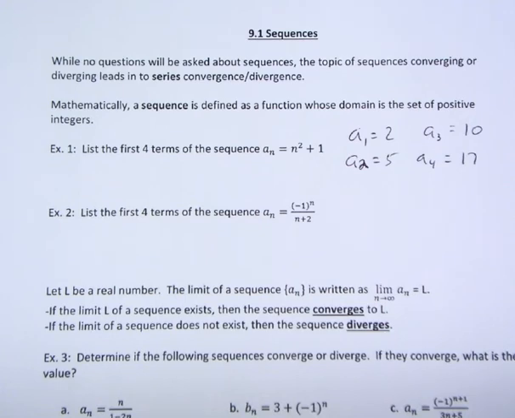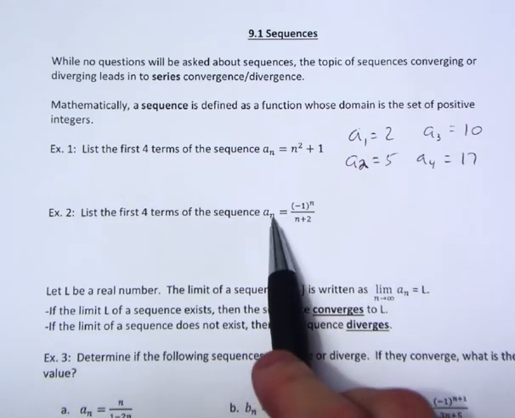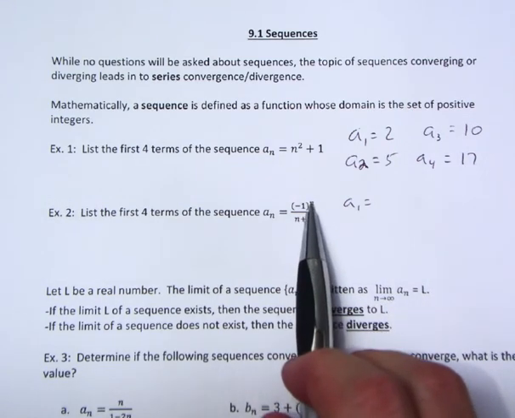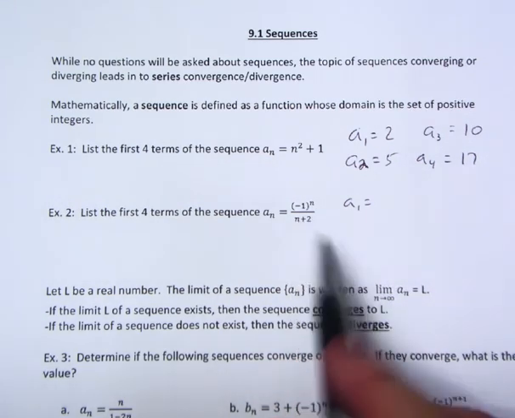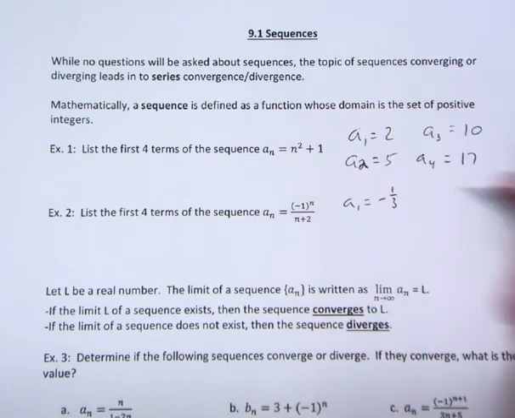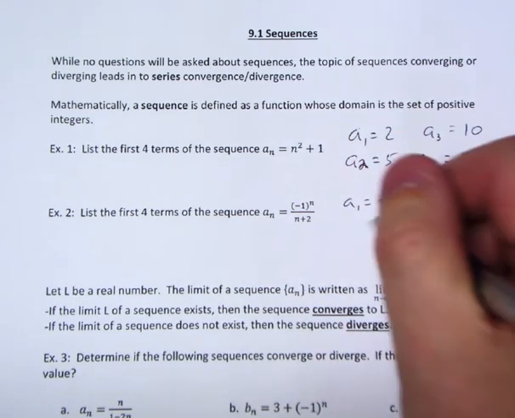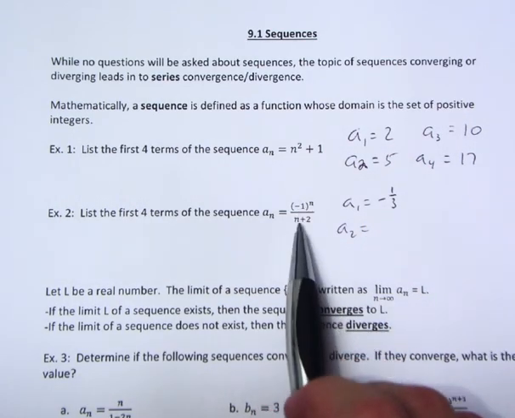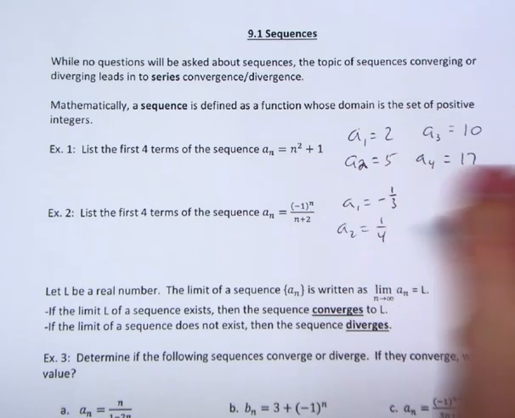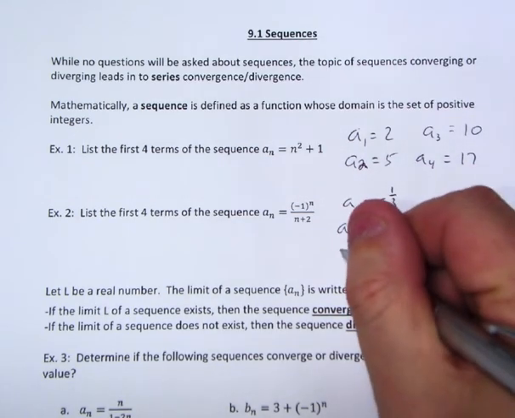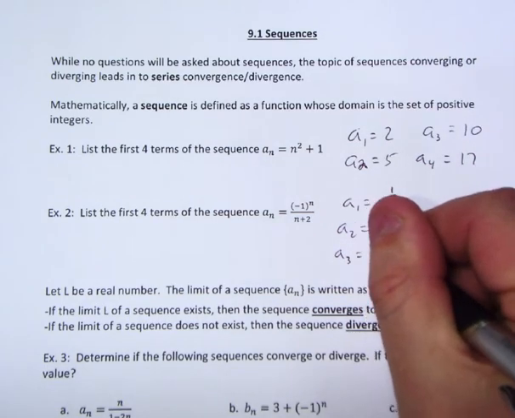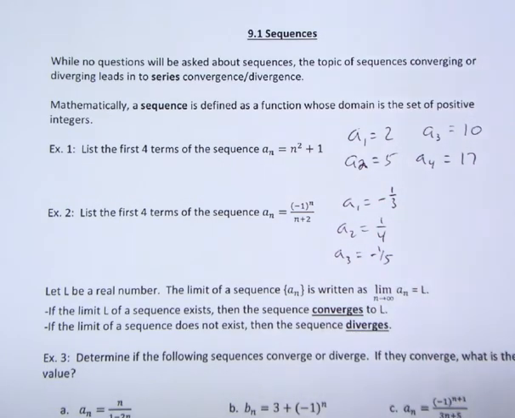Okay. Next one, same thing. Plug 1 in for n. We get negative 1 to the first power, so negative 1, and then 3 on the bottom. So negative 1/3 is the first term. Plug 2 in for n. Now we get positive 1 over 4. Then plug 3 in for n, and we get negative 1 over 5. Then plug 4 in for n: positive 1/6.